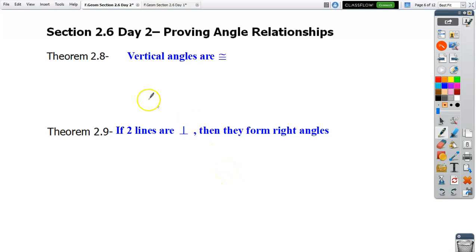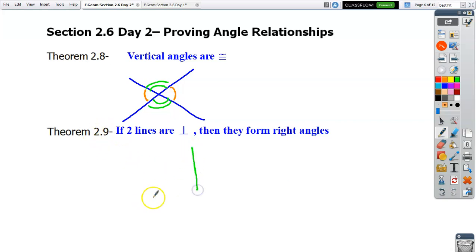So remember, vertical angles look like this, made with two straight lines. The vertical angles that are congruent would be those two, or those two. Vertical angles are these ones, right there. And they are congruent. Always, always, always, always.